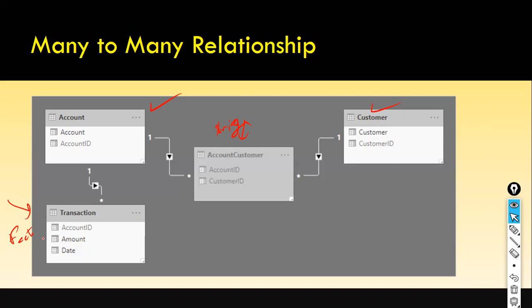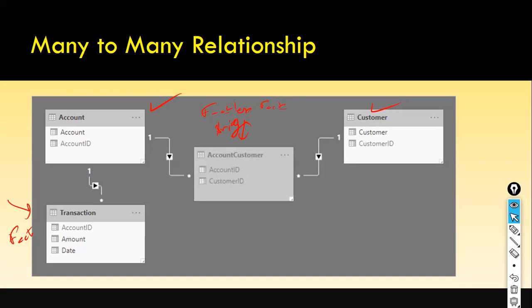It records the account transactions, how much money you have withdrawn, how much money you have deposited. Okay, fine. So in this case, what happens? The bridge table, usually we will hide it here because this is not required in our report. Hence we hide it here. So this is also called a factless fact table.